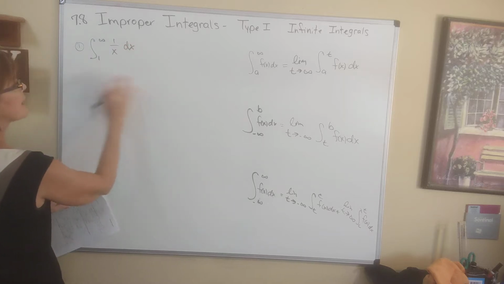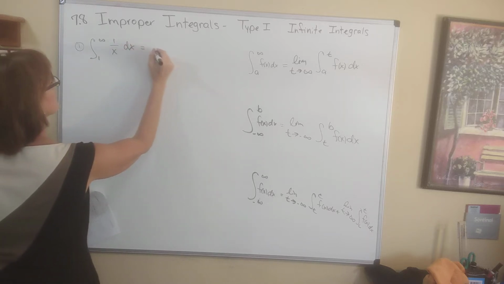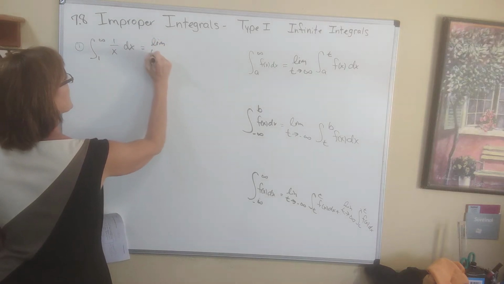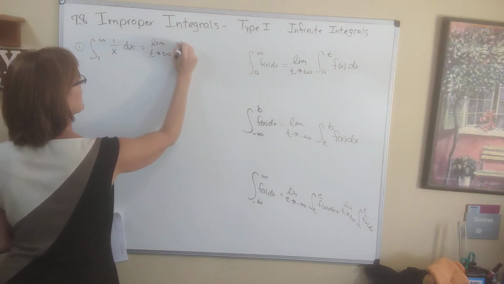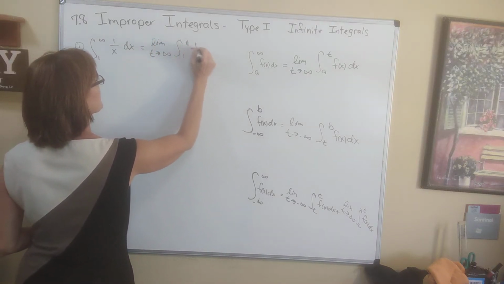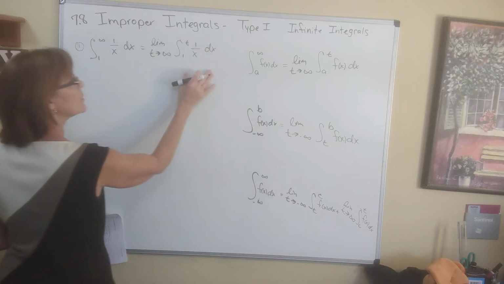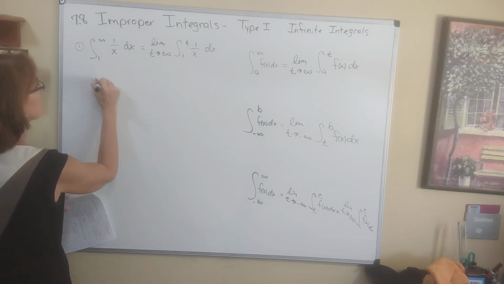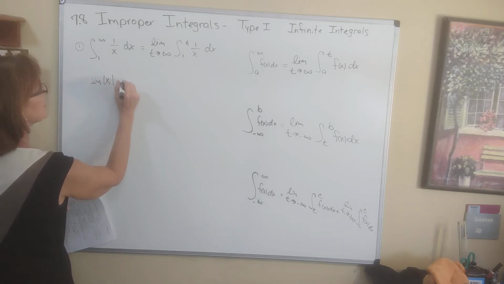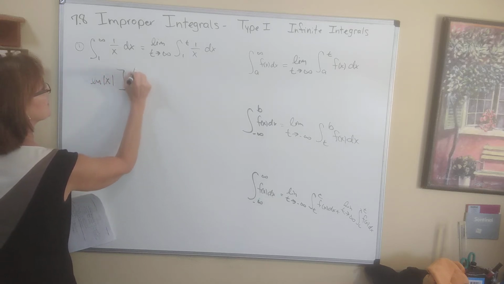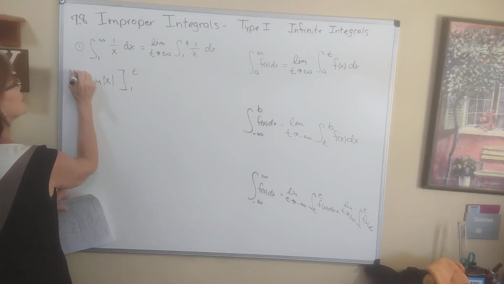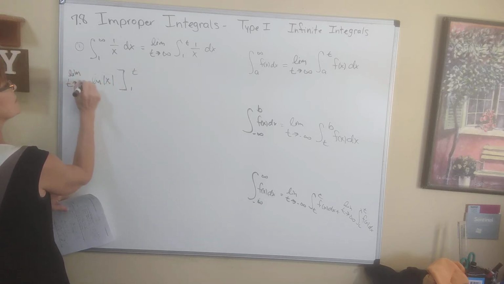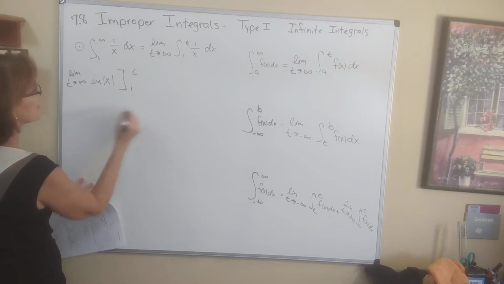Okay, first we'll rewrite it as a limit. We'll say this is equivalent to the limit as t goes to infinity of the integral from 1 to t of 1 over x dx. Then we will integrate this. Okay, the integral of 1 over x dx is the natural log of x. And so we're going to integrate it from 1 to t, and this is the limit as t goes to infinity. All right, so let's evaluate it.